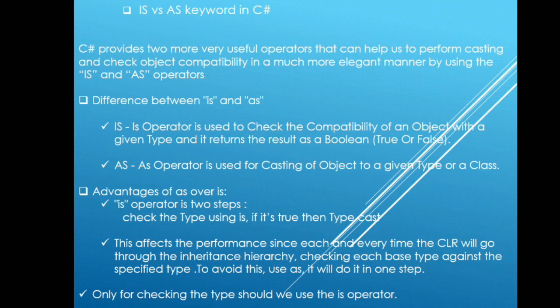The advantage of as over is is that is is a two-step process. First it checks if the type is compatible or not, and if it is compatible, only then does the casting. This affects performance, since each and every time the CLR will go through the inheritance hierarchy, checking its type against the specified type. To avoid this, use the as keyword. Only use the is keyword if you just want to compare the type.